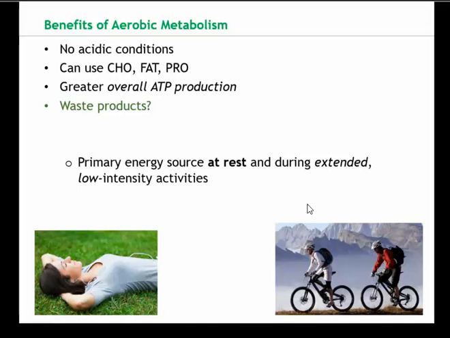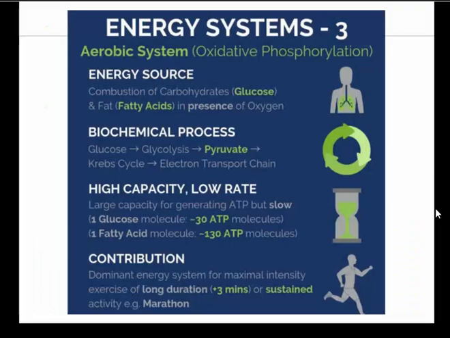Or it's used for extended periods of time in low intensity activity, such as long distance cycling or slow jogging for a few miles, where the intensity is low and we can perform that activity for hours, but we need lots of ATP at a slow rate. So we'll continue to discuss aerobic metabolism, but let's look at this overview slide here. This is also referred to as energy system number 3. The aerobic system is also called oxidative phosphorylation, which we'll discuss later.